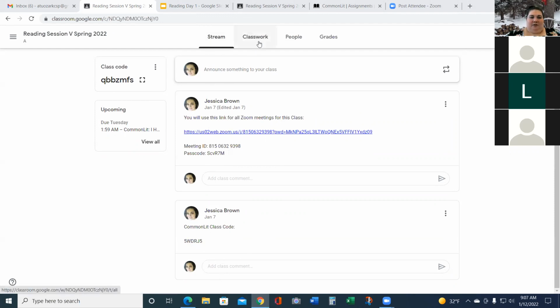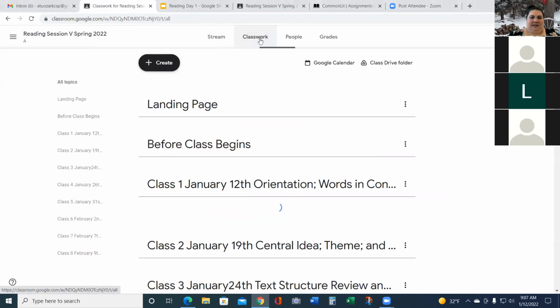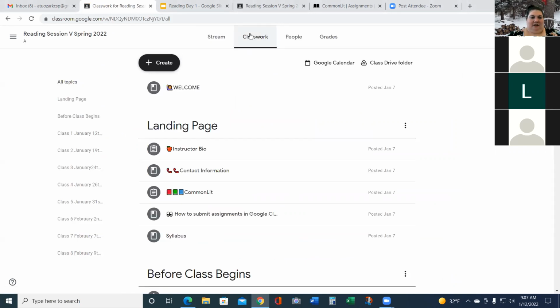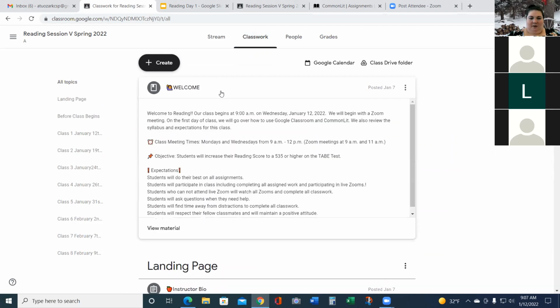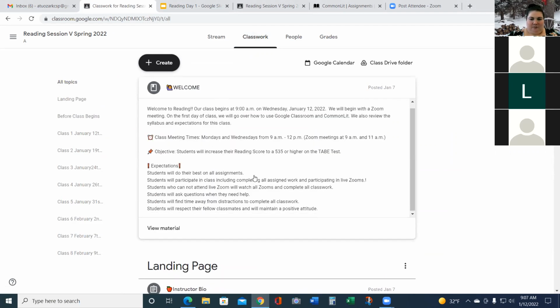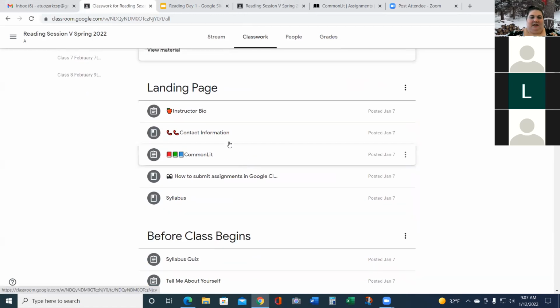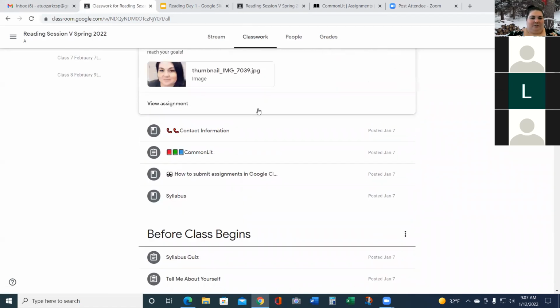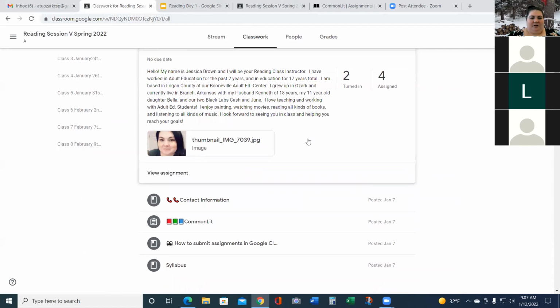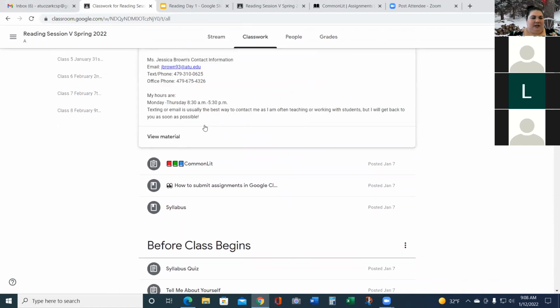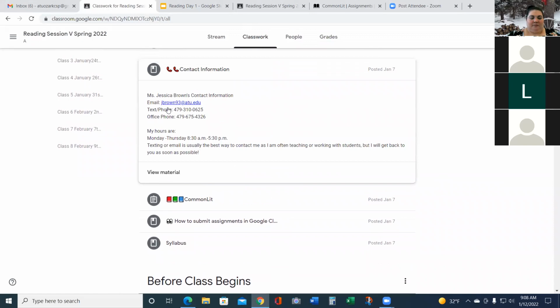And then if you look over at the next tab, it's classwork, and if you click on that, you're going to see welcome information about class times and things like that. And then the landing page has my bio. I have contact information in here. If you need to text me, this is the number to text me on.